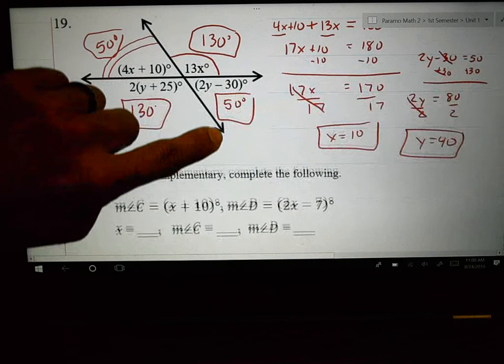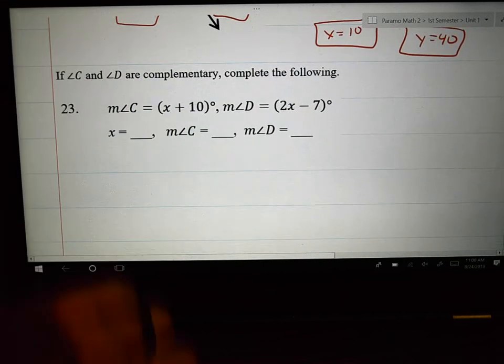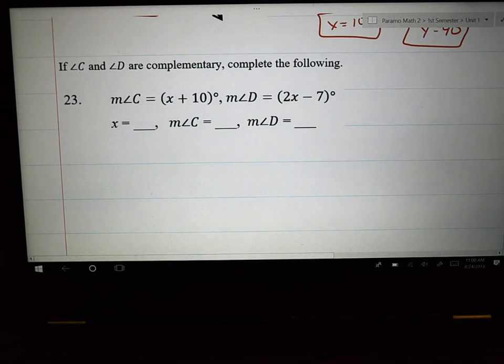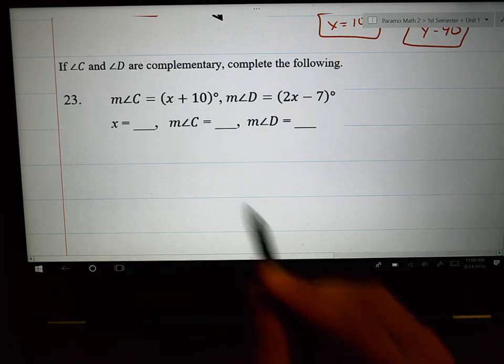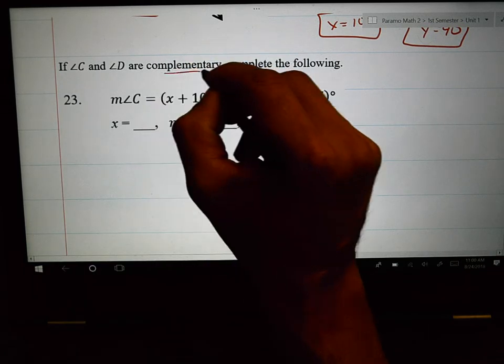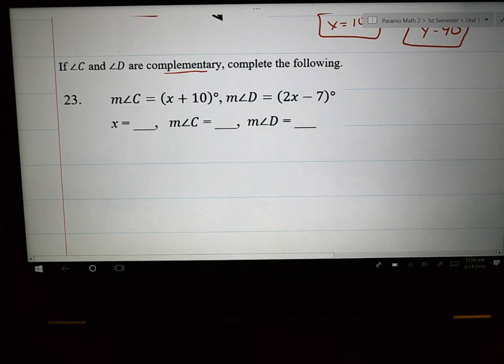The last example I have for you is number 23, and then I'm going to give you the rest of the time to work on the worksheet. If angle C and angle D are complementary, complete the following. So I'm hoping you know what that word means. Complementary means adds to.